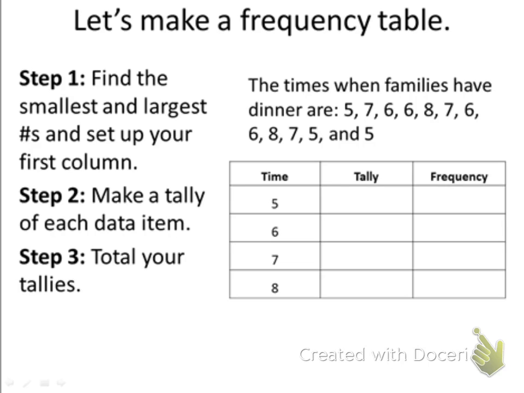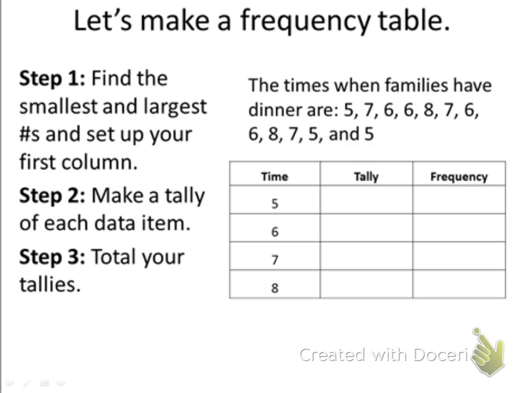All right, let's practice making one together. Our steps, the first step, find the smallest and largest numbers and set up your first column. All right, that's this column here. So here it's already set up for us, but if we look at our situation, the times when families have dinner are 5, 7, 6, 6, 8, 7, 6, 6, 8, 7, 5, and 5.